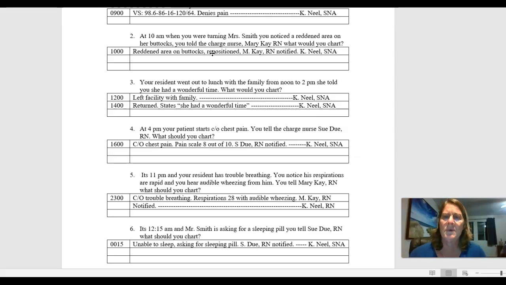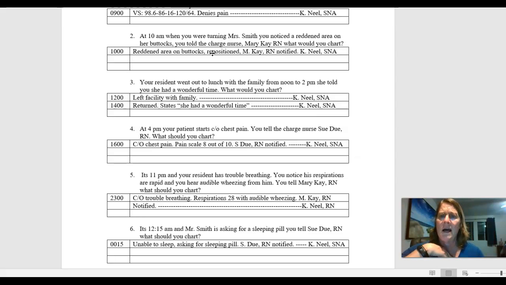The next entry, it says your resident went out to lunch with the family from noon to 2 p.m. She told you she had a wonderful time. What would you chart? Now, again, different ways to do this. So my first thought was to do a 12 o'clock entry, left facility with family. Now you notice, again, I'm not putting patient left facility with family. If it's in the patient's chart, it's about the patient. I didn't put Mrs. Smith left the facility. Again, if it's in her chart, we're assuming that you're talking about her. So left facility with family. Okay. Draw a line through it, first initial, last name, and title.